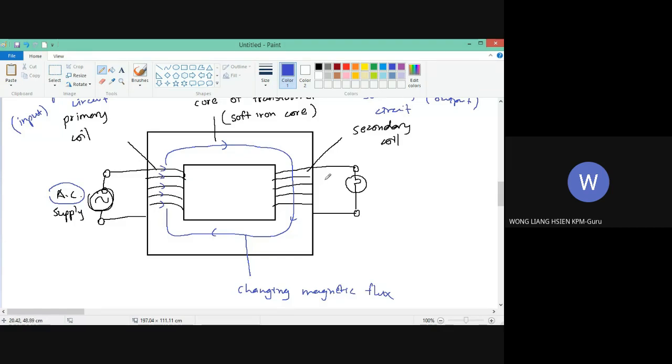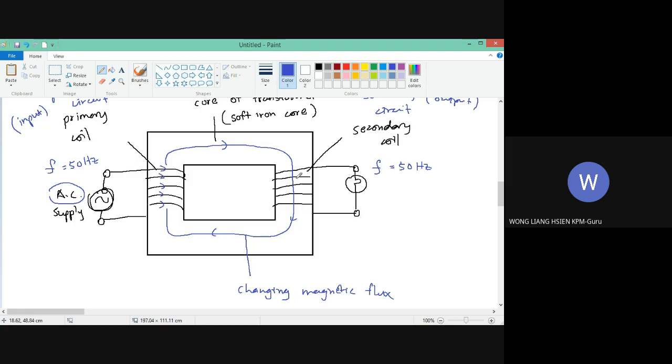And the frequency of both sides will be the same. The frequency of the alternating current here is 50 Hertz, then the frequency in the secondary coil is also 50 Hertz. Okay, get the idea. Now that we know how the electrical energy can transfer from the primary coil to the secondary coil, we want to see how the voltage can be increased or decreased. It's very simple.